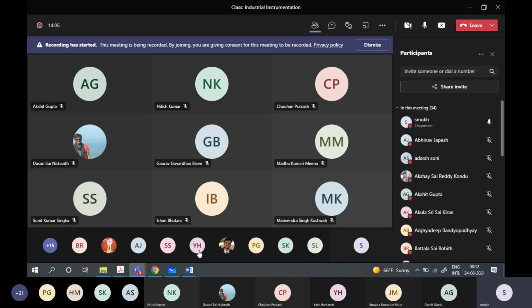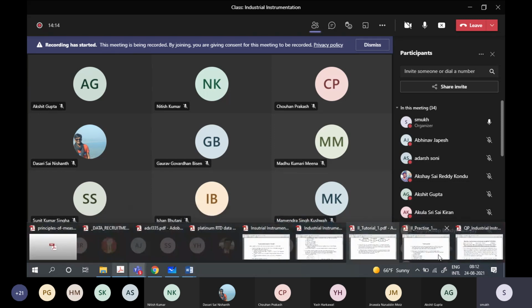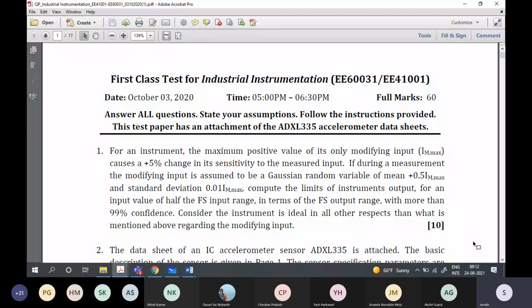So let me project this here. The question has to be projected. Read it carefully. For an instrument, the maximum positive value of its only modifying input causes a 5% change in sensitivity to the measured input.